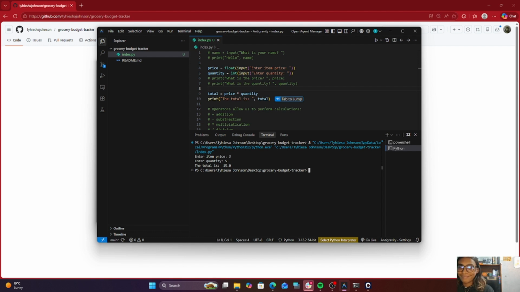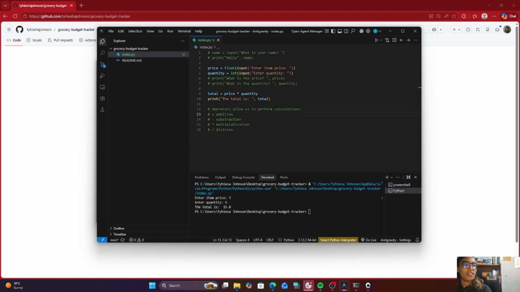Cool. Okay. So now that you guys have gotten the gist of what is inputs, what is outputs, what are variables, what are data types, which is a lot, by the way.